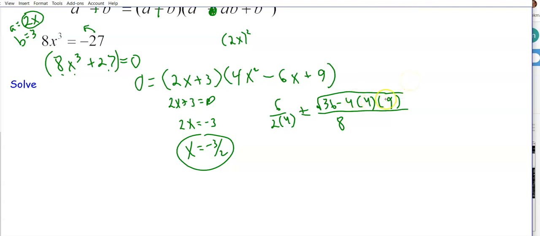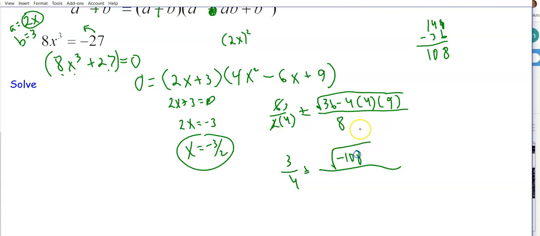Let's see, 4 times 4 is 16. 16 times 9 is 144. So 36 minus 144, so I have negative 108. So this is 6. 6 over 2 is like 3 over 1. So 3/4 plus or minus the square root of negative 108, because there's 36 minus 144, all over 8.